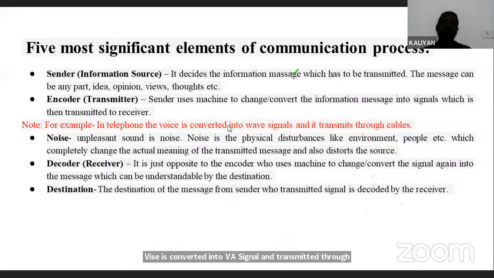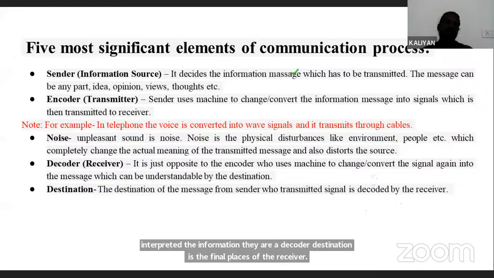These are the most significant elements in the communication process. The sender is the information. The encoder is the machine we use to convert the information. Noise is a disturbance or sound that will create changes in the information. The decoder or receiver decodes, receives, and interprets the information. The destination is the final place of the receiver. So these are the significant elements of the communication process.